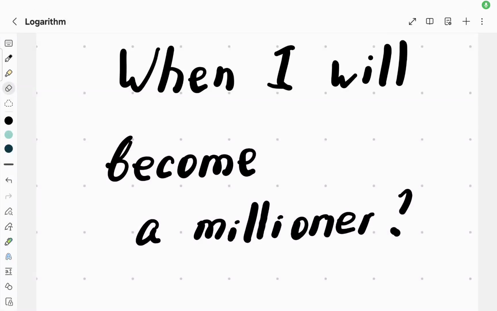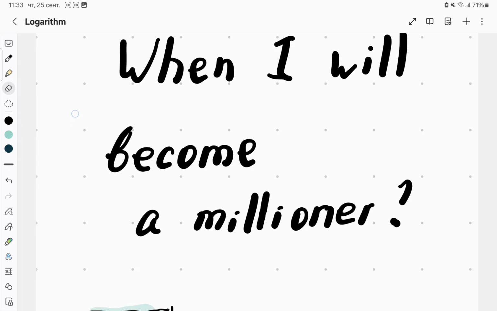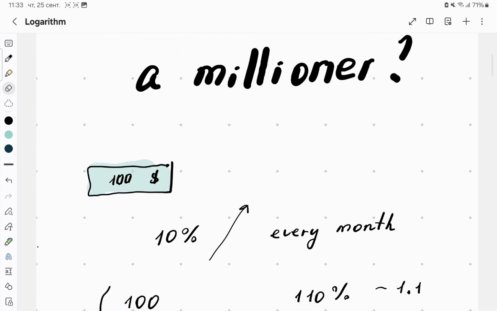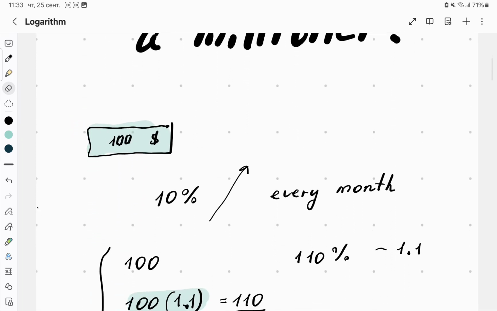Hello! In this video we are going to consider the time duration that we require to be a millionaire with a certain condition. This video is about logarithm and how we can use logarithm to solve real life questions. First of all, let's imagine that you have $100 and you have a super skill. You could increase this amount of money by 10% every month.